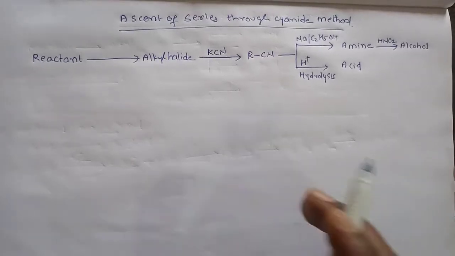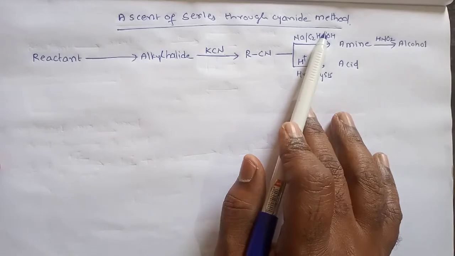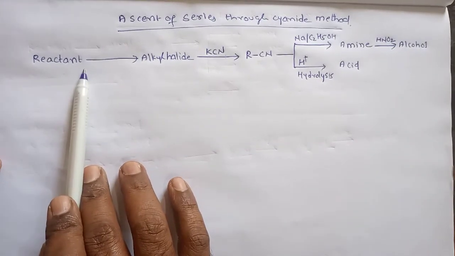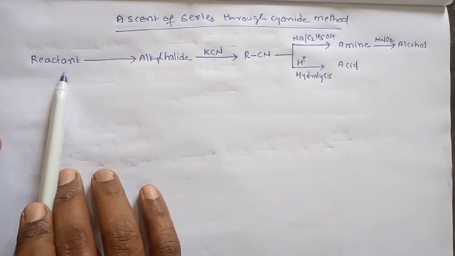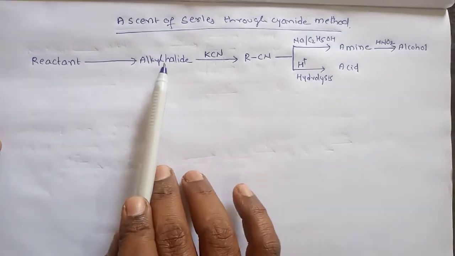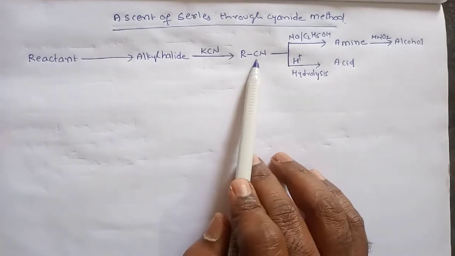In this video, we are discussing the ascent of series through the cyanide method. In this cyanide method, this is the general steps you need to follow. The reactant is converted into alkyl halide. The alkyl halide reacts with KCN to give RCN.